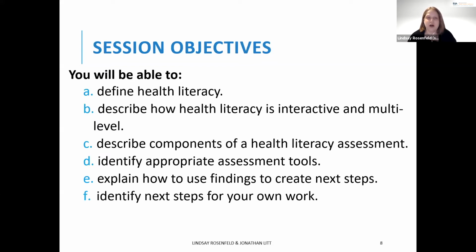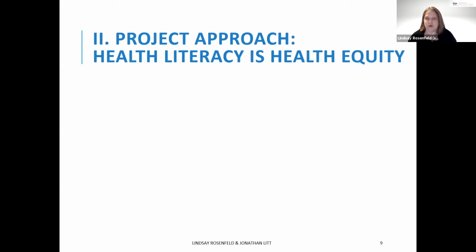So today we hope you'll be able to define health literacy, describe how health literacy is interactive and multi-level and essential to health equity, describe components of a multi-level health literacy assessment, identify some assessment tools that you can use, explain how we're going to use findings to create next steps as ideas, because we're not totally finished. And then hopefully that this would be helpful in identifying next steps for your own work.